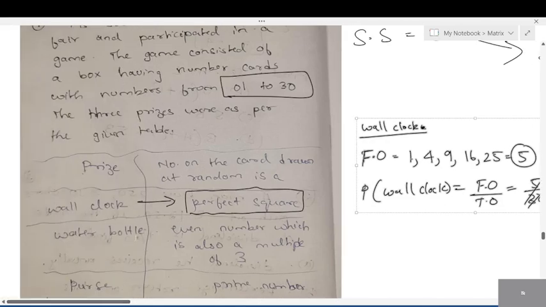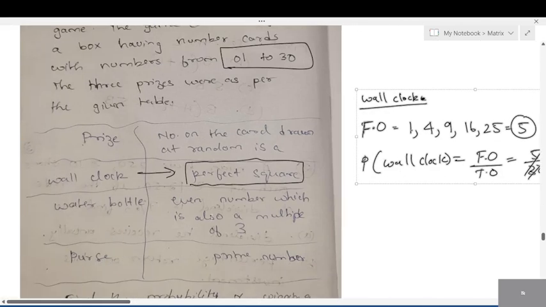Can you try this? Now I've given an example. Can you try this? What's the second question asked? Even number which is also a multiple of 3. Try for the water bottle. Probability of water bottle. Next, what is the probability of getting a purse? Prime numbers. Find all the prime numbers.